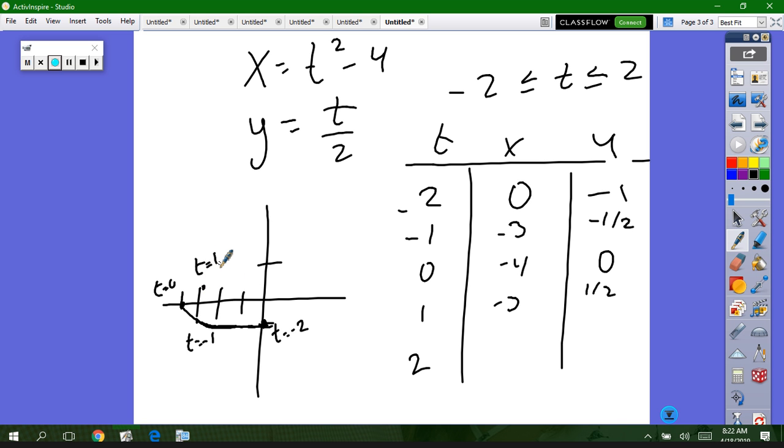Now we're going to plug in 2. 2 squared is 4, 4 minus 4 is 0. 2 divided by 2 is 1. Does everybody understand how this chart came about? When you're putting in the coordinates, you're putting in the XY equations, except where T is. And then I'm just telling it that's what T was.